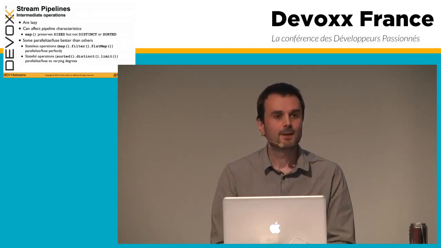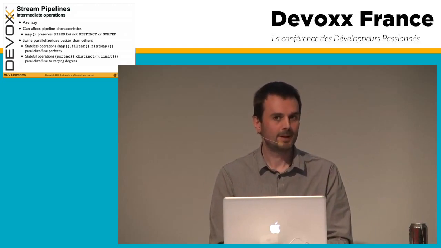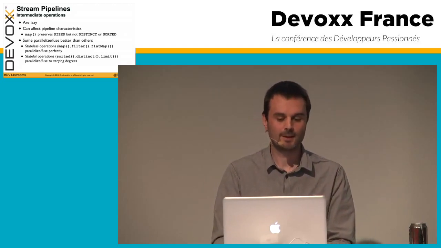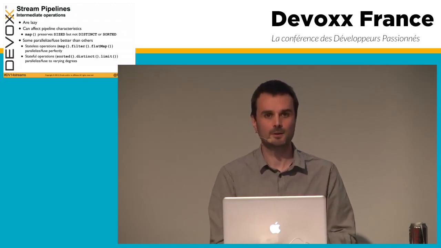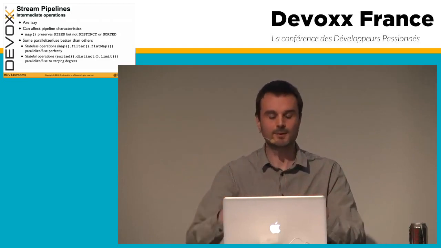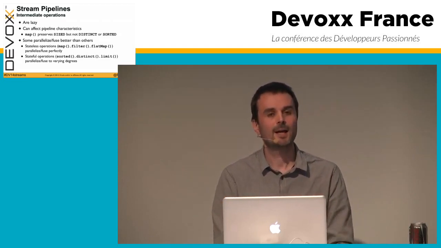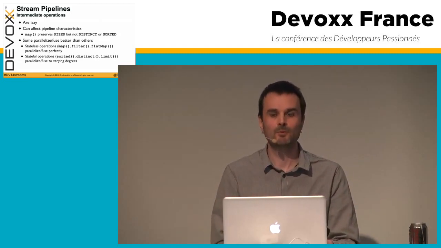So things are lazy. Those intermediate operations like filter and map are lazy. Some parallelize better than others. We'll get into that a bit later on. Some are stateful, like sorted or distinct. You can't sort things until you have all the data, and then you have to work on the sort. Distinct needs to keep a hash set of things it's seen to work out whether something should be removed from a collection or not.